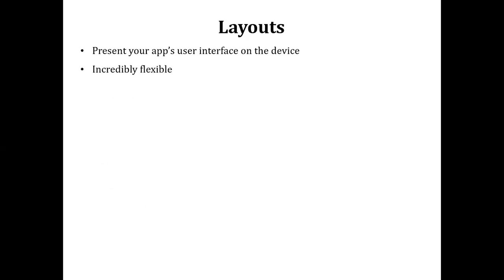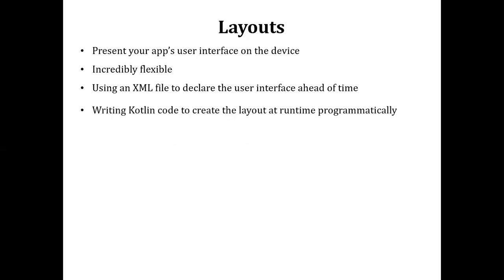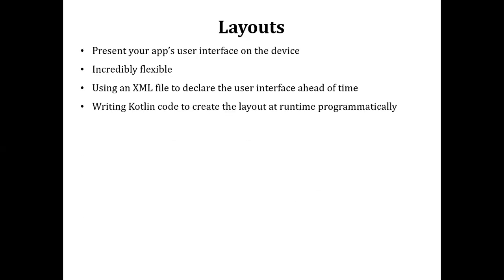Those layouts are very flexible. They give you the flexibility to create different looks and feels for users on different platforms. There are two ways to create layouts in Android. The first is by using an XML file to declare the user interface ahead of time. You will be using a .xml file, which can be used in your code view or in design view. The second way is by writing Kotlin code to create the layout at runtime, programmatically.